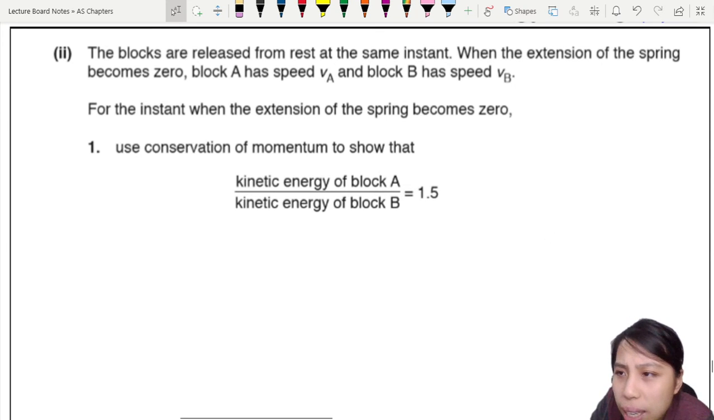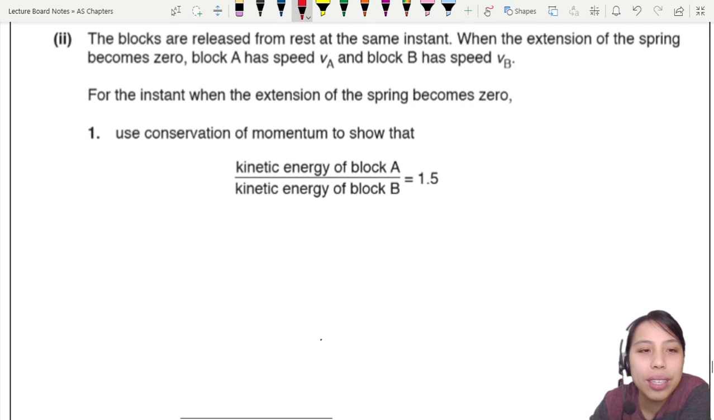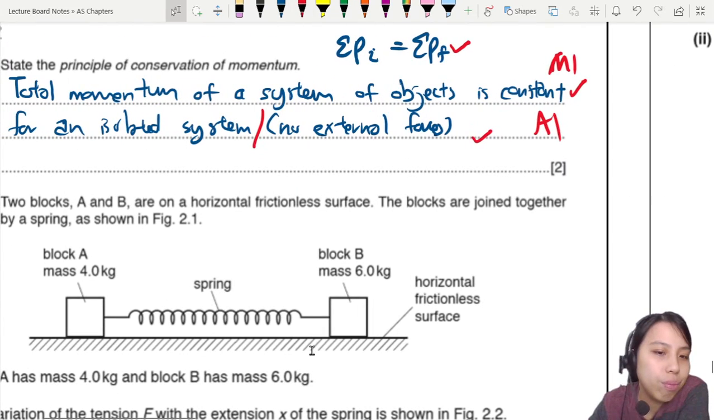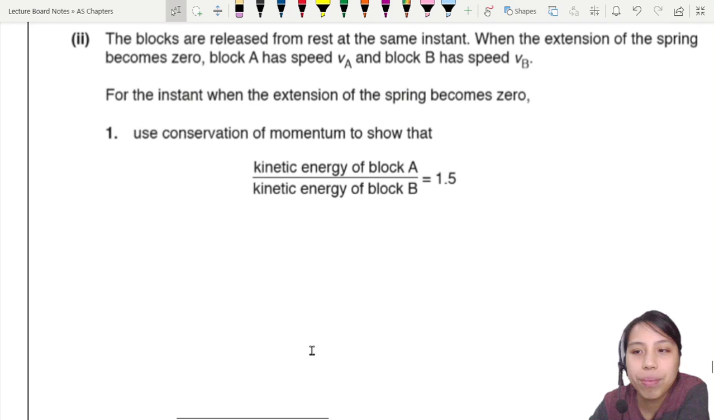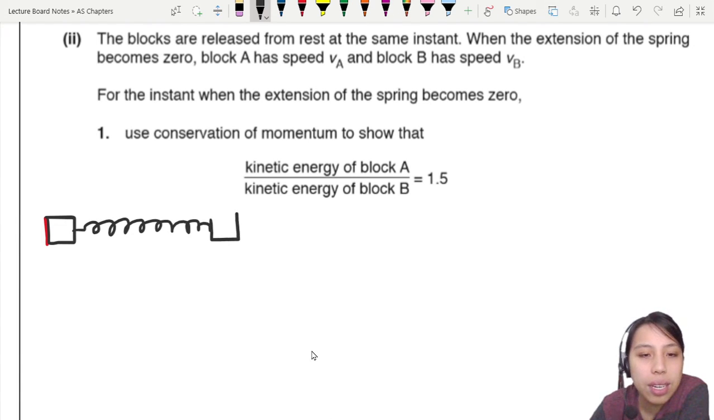Wow, how to start? You see, for me, if I don't know how to start, I redraw the picture. So okay, that's the original picture. So we have 1 block here. Let's use black. Already stretched, a bit far. Then you let go, you go back to, where is it? 0 extension. So maybe you come until here lah.